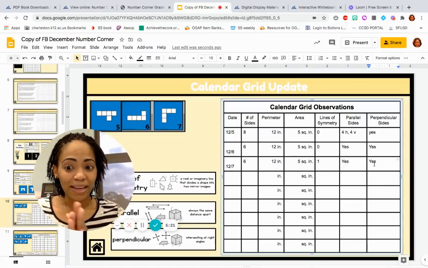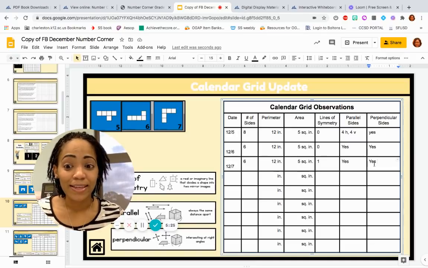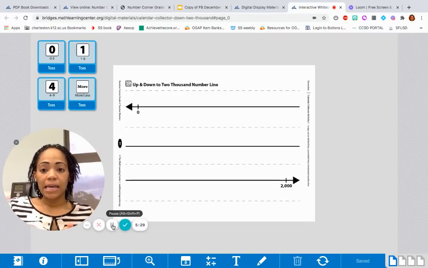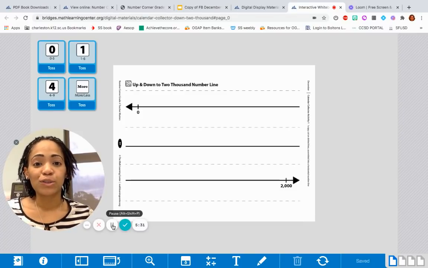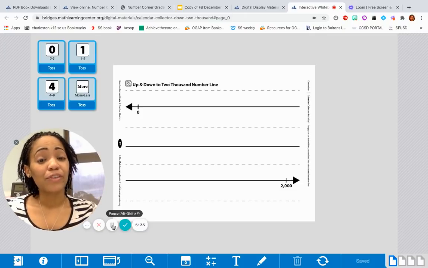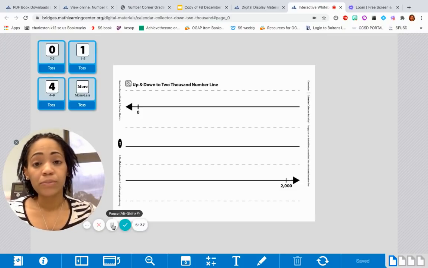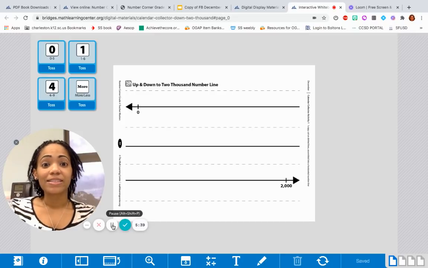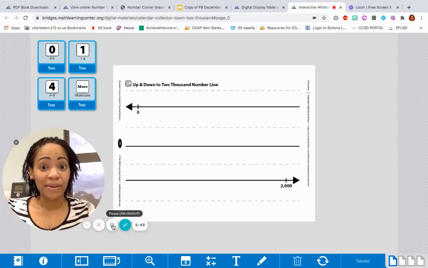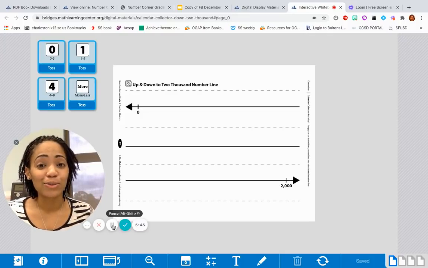Now, we're going to play a game for our calendar collector this month. This game is called Up and Down to 2000. We are going to use some of the strategies that we've been talking about with our problem strings earlier this month to help us, because our goal is to get to 2000 before the end of the month. We only have 14 days to do so.